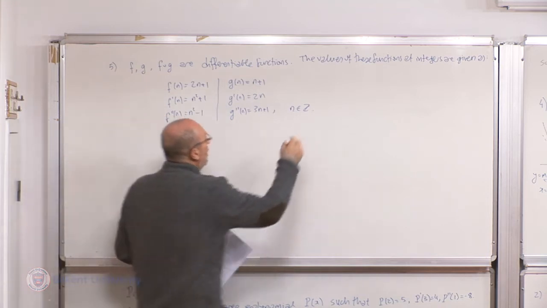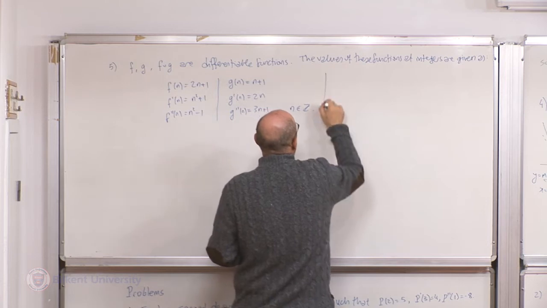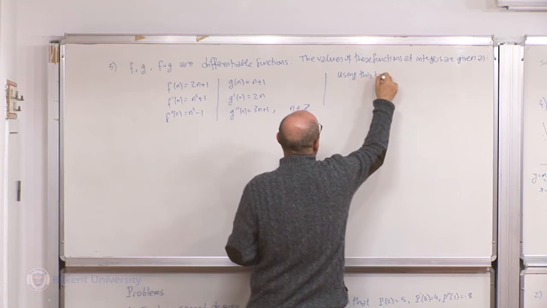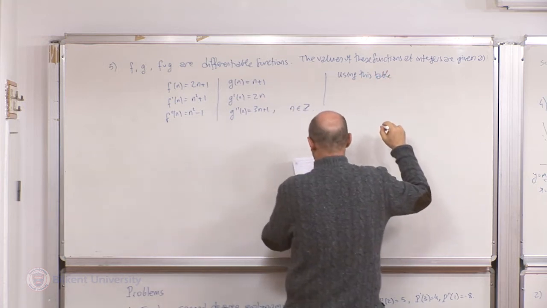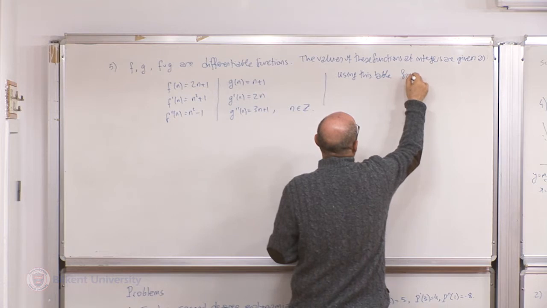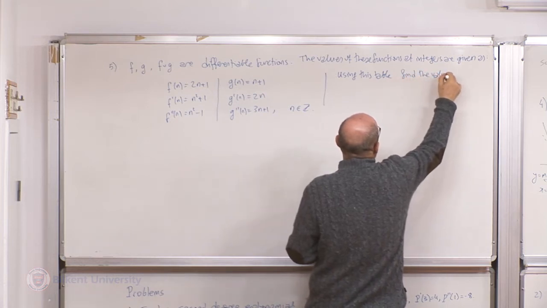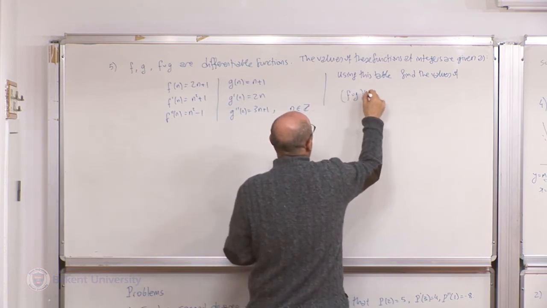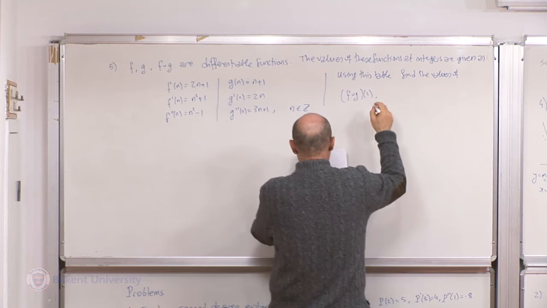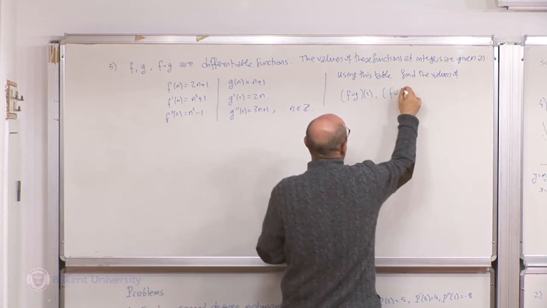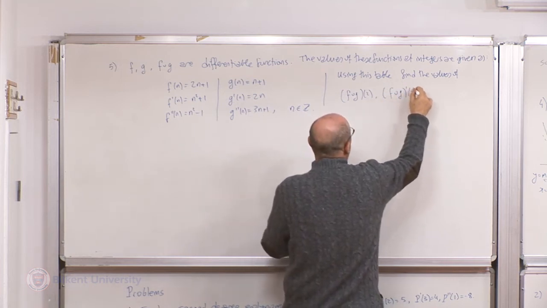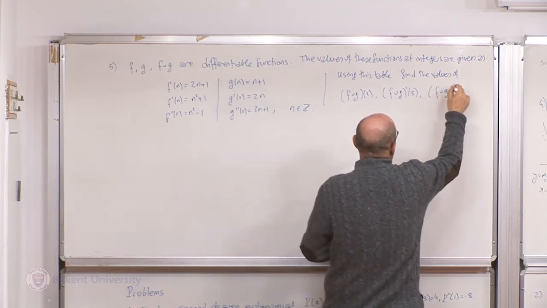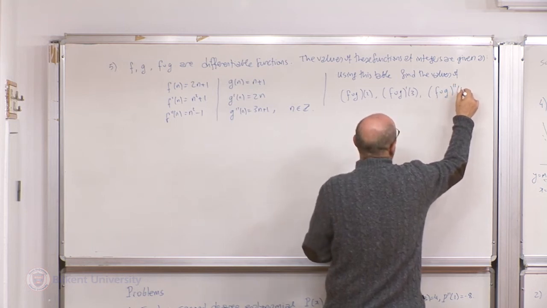Okay, so the question is, using this table, find the values of f composite g at 2. Okay, so this is going to be straightforward. Then take the derivative, since this is calculus, at some point. And why not take the second derivative? Because this is an exercise in chain rule, and evaluate it at 4.